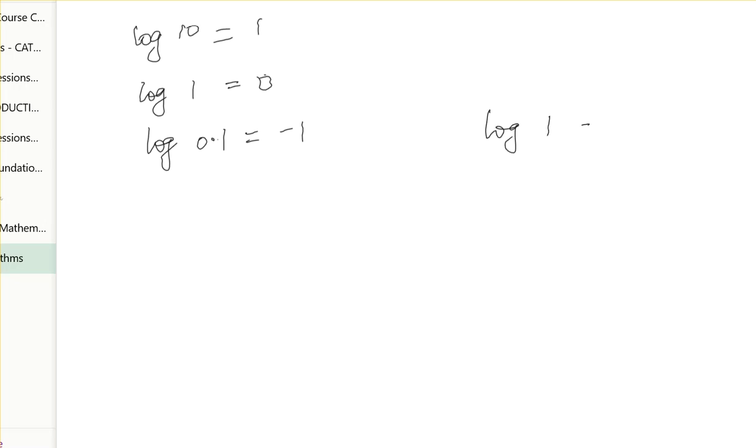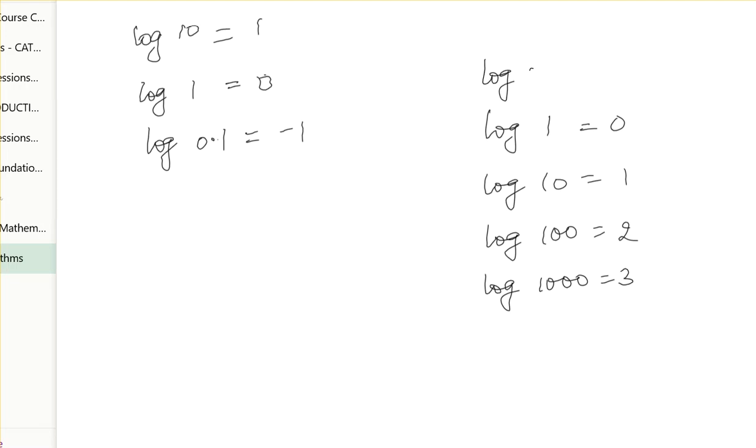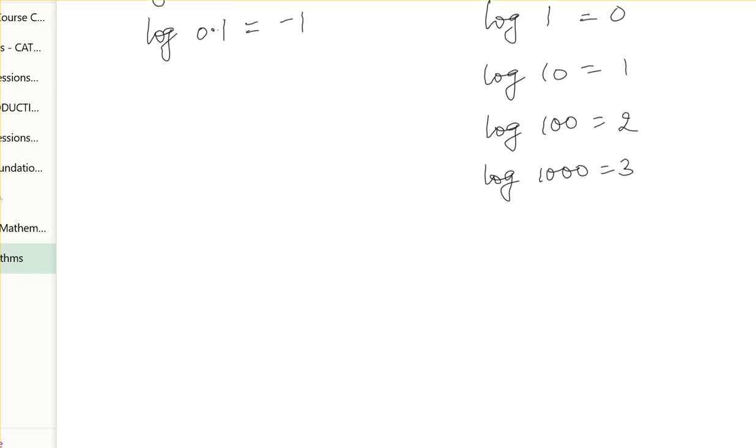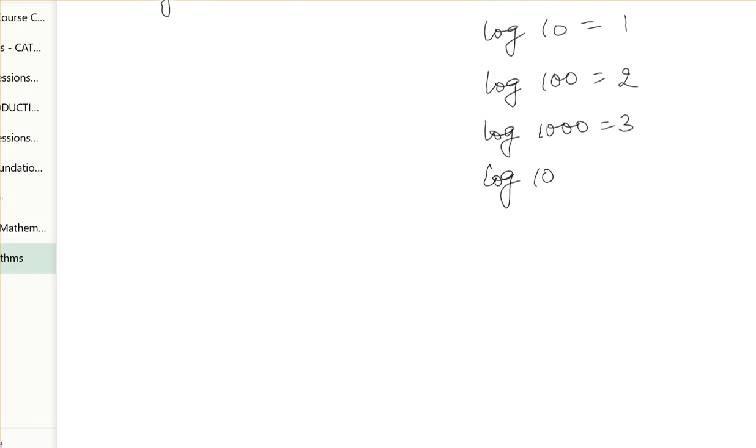Log 1 is equal to 0. Log 10 is equal to 1. Log 100 is equal to 2. Log 1000 is equal to 3. And on that side, log 0.1 is equal to minus 1. Log 0.01 is equal to minus 2. Log 0.001 is equal to minus 3. Log 10,000 is equal to 4. Okay.